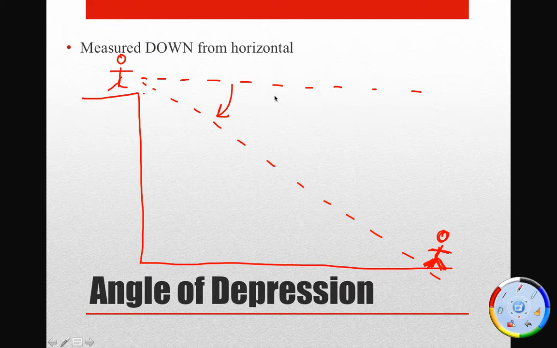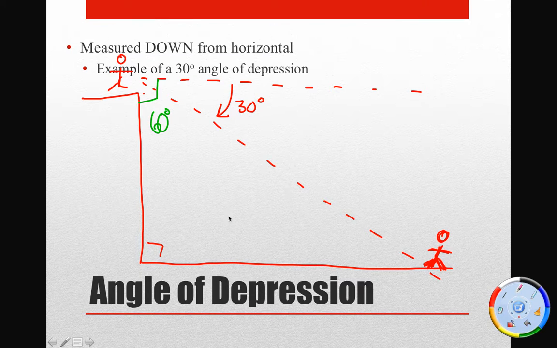I'm going to write this down here. So it's measured down from horizontal. My example of a 30-degree angle of depression would be this. But we can use this triangle here, but we kind of like this triangle right here. Because this is a vertical cliff and a horizontal line, this angle right here is 90. So this angle up here inside this triangle is a 60. And you'll see this type of example here soon. All right, so angle of depression is measured down from horizontal.